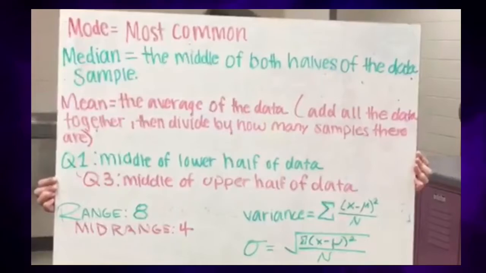And then for the variance, you subtract the mean from each data point, square each of those numbers, and add them all up and divide by the number of data points that there are. And so for that we got 3.24, and then to find the standard deviation, you take the square root of the variance, which for us was 1.8.